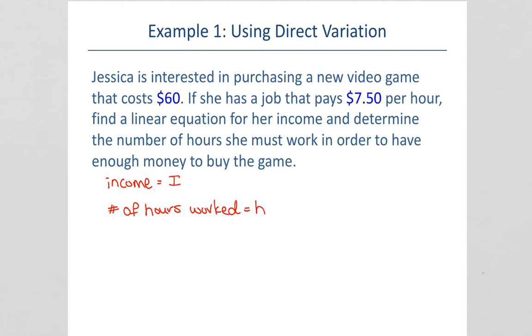Which one would be the independent and the dependent? Well, her income depends on the number of hours she worked, right? So the number of hours she worked is our independent variable, and the income is dependent. So the income is $7.50 per hour. Every hour she works, it goes up by $7.50. So 1 hour would be $7.50, 2 hours would be $15, and so forth.